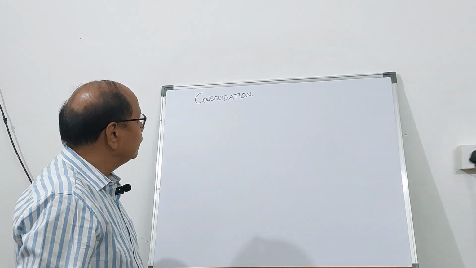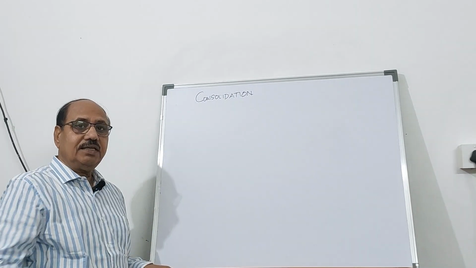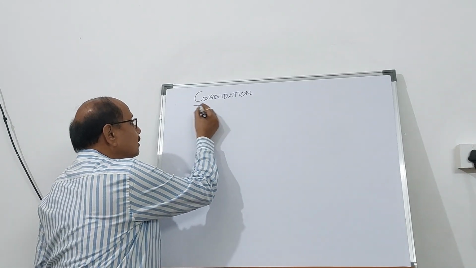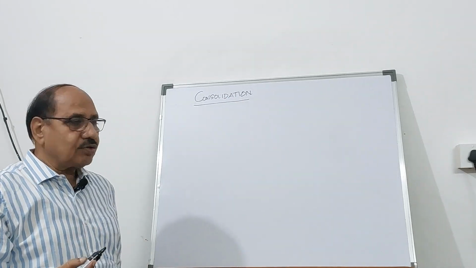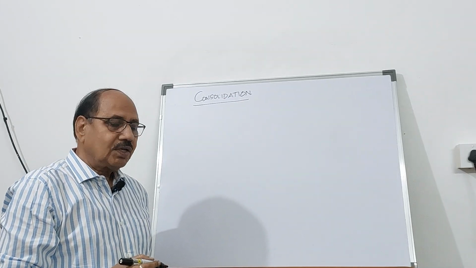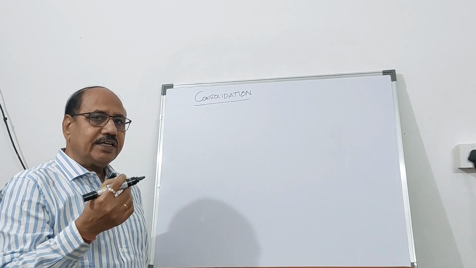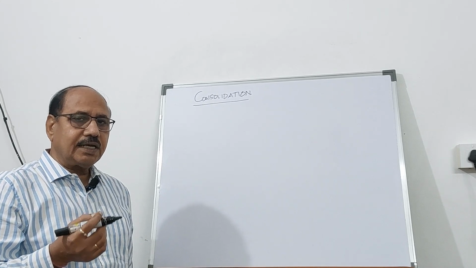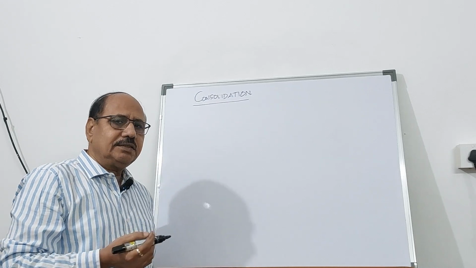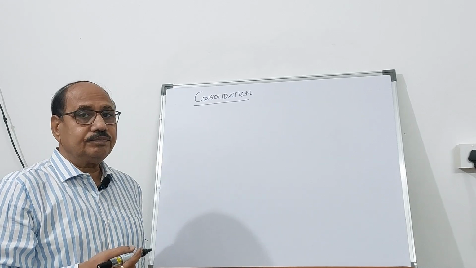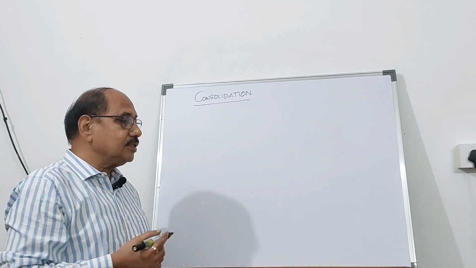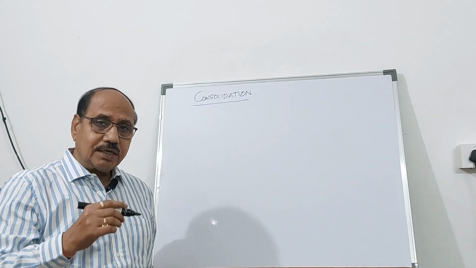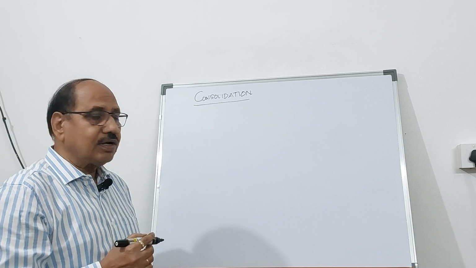Hello friends, in the last video we have seen the consolidation process, where you have seen that when the saturated clay soil mass is loaded, the extra load goes to the pore water of the saturated clay soil mass. As a result, excess pore water pressure builds up. And this excess pore water pressure is going to dissipate over a longer period of time because of the lower permeability of the clay soil mass.